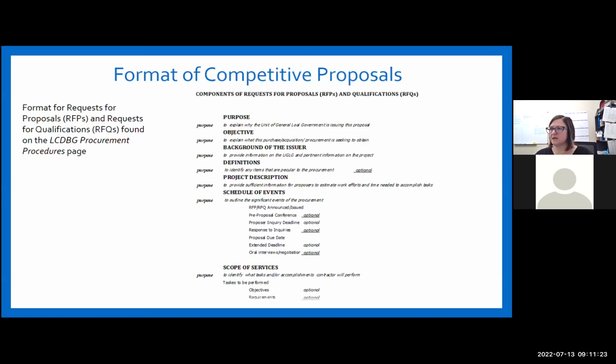Definitions. This is where you would identify any items that are particular to the procurement. This is optional. The project description is to provide sufficient information for the proposers to estimate the work efforts and time needed to accomplish the tasks. The schedule of events. You need to outline the significant events and dates surrounding the procurement. The scope of services. You need to identify the tasks and or accomplishments that the contractor will be performing.